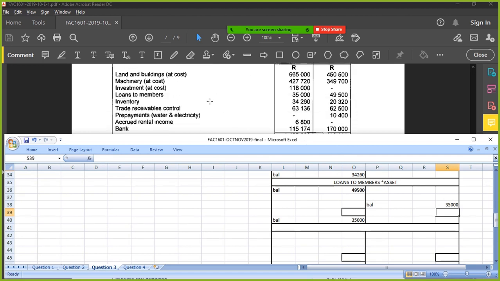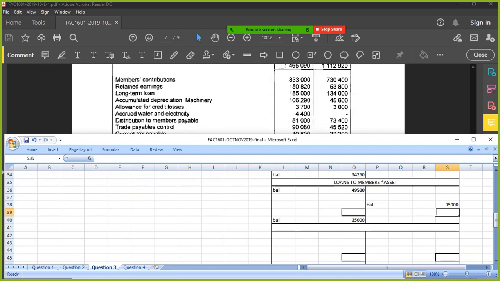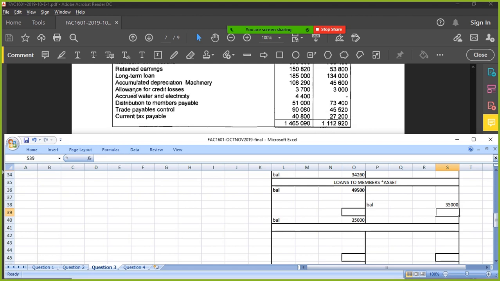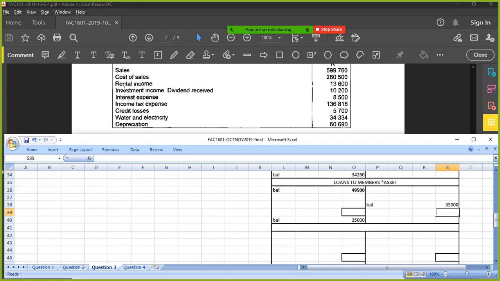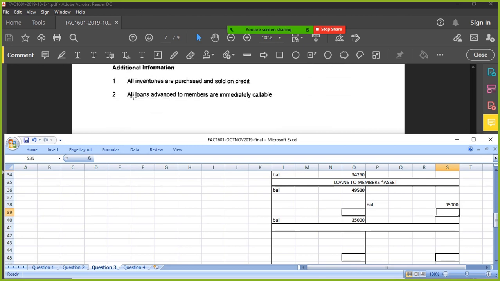Okay, did we have any interests? Let's just check. Land and buildings, machinery? Nope. Any interest here? Members, long-term loan? Nope, nothing there. Okay, sales, cost of sales, rent, investment income, interest income, tax, credit losses, nothing there. Okay, so all loans advanced to members are immediately callable. Right, all you have to do is just work out the balance.